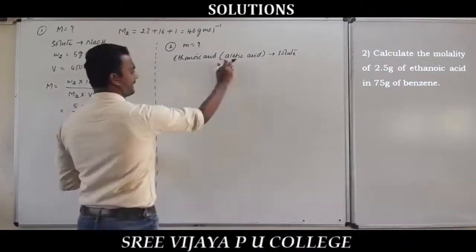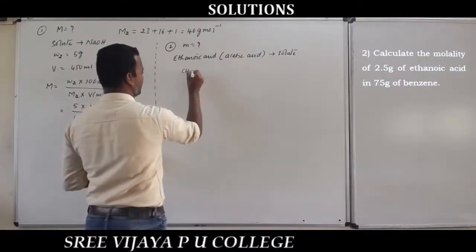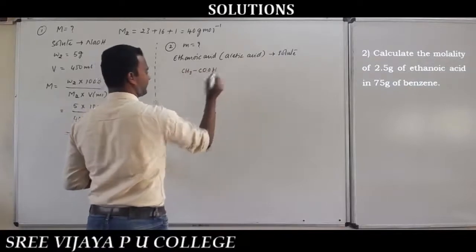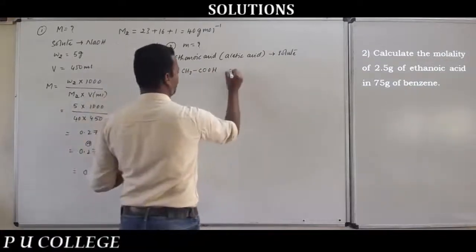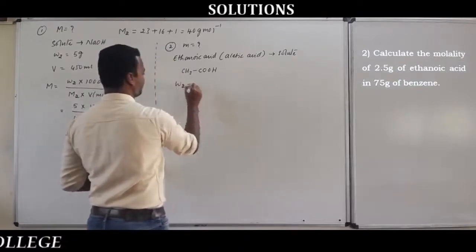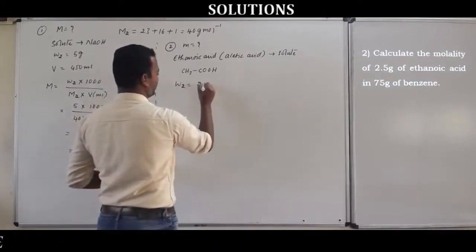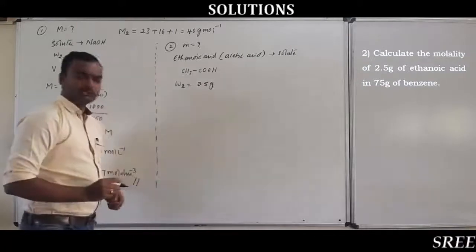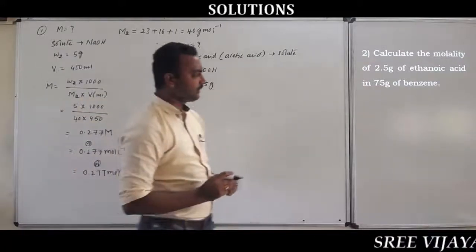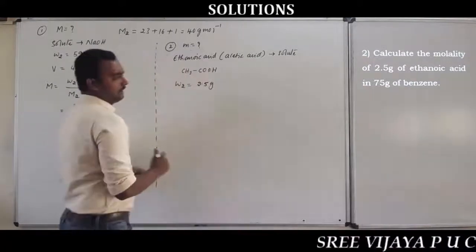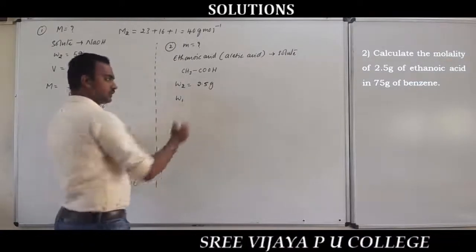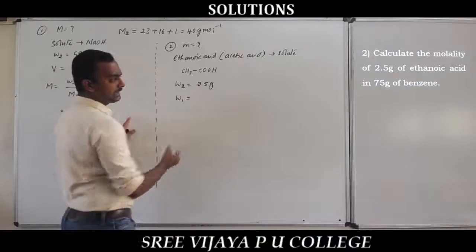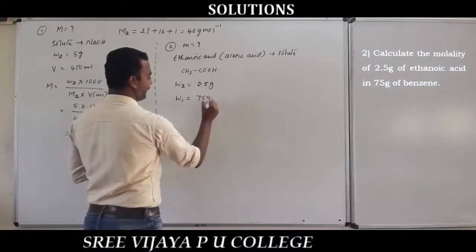So ethanoic acid, acetic acid, the formula is CH3COOH. This is the solute. So how much of solute is given? That is W2, the mass of solute, is equal to 2.5 gram. That is dissolved in 75 gram of benzene, nothing but mass of solvent, that is W1. 1 is referred for solvent here. So W1 is equal to 75 gram.